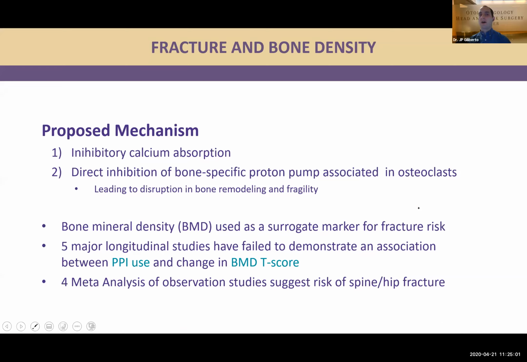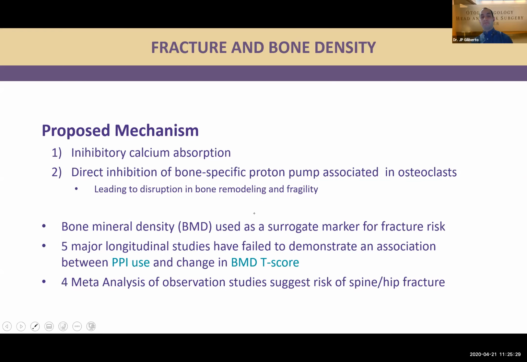The last risk or adverse effect I'd like to take some time to talk about is fractures and bone density. And it's important to really take a second to reflect on the mechanism here, because there is some thought that it might inhibit calcium absorption, but there's also some evidence that it can directly inhibit bone-specific proton pumps in the osteoclast, which can lead to disruption of bone remodeling, which leads to bone fragility.